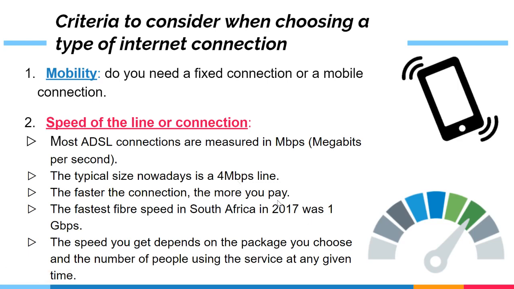So to get a 20 megabit per second line, you're going to be paying a lot more than what you would pay for a 10 megabit per second line. The fastest fiber speed in South Africa in 2017 was 1 gigabit per second. Super fast. The speed you get depends on the package you choose, and the number of people using the service at any given time.